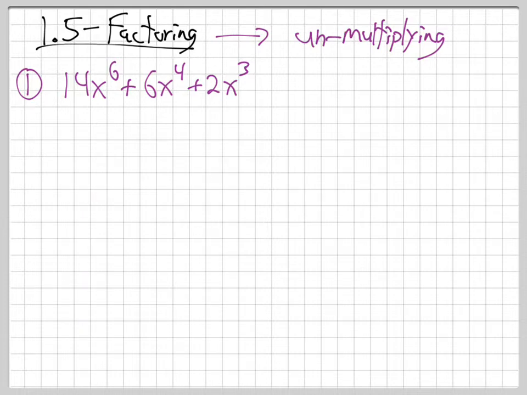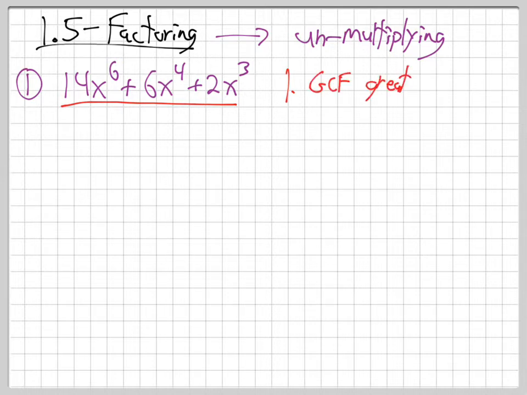All right, so what are we talking about then? They're saying this is the answer to some multiplying problem. What was the problem? That's what they're asking us. They're asking us to backtrack and find out what two things were multiplied and became that answer. Well, here's how you do it. Step number 1 is to find what's called the GCF.